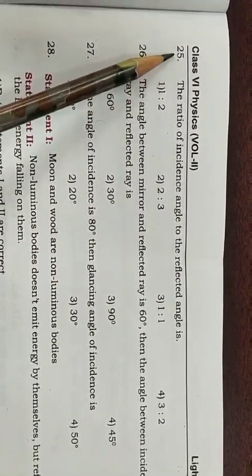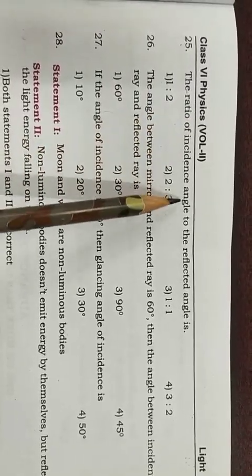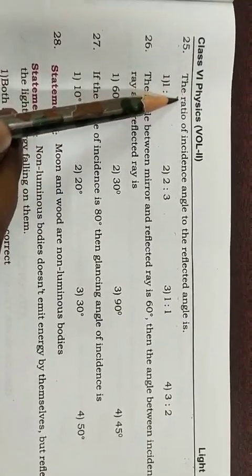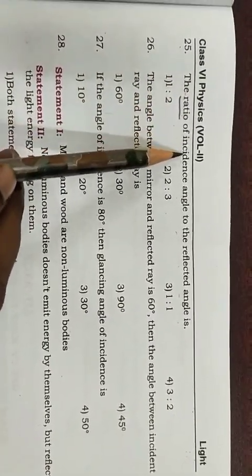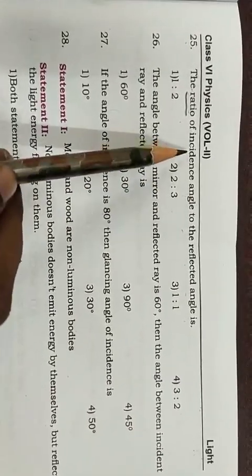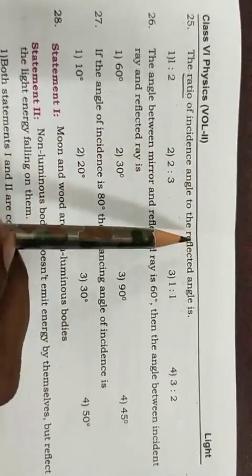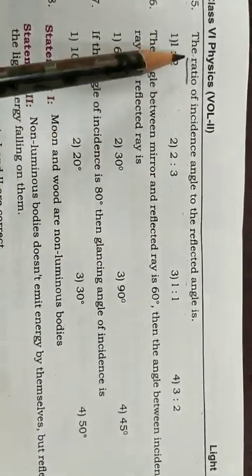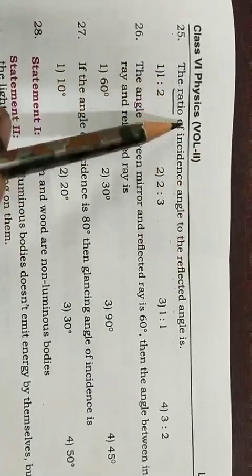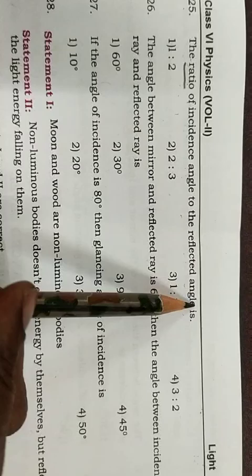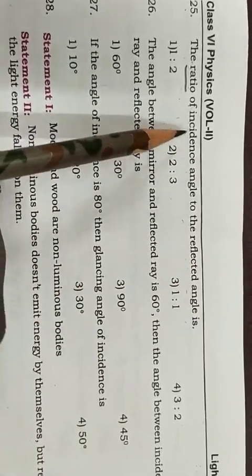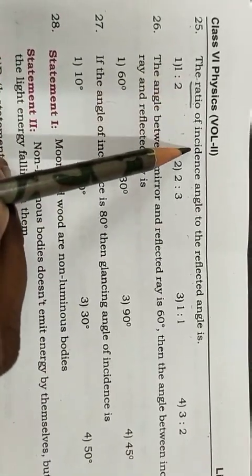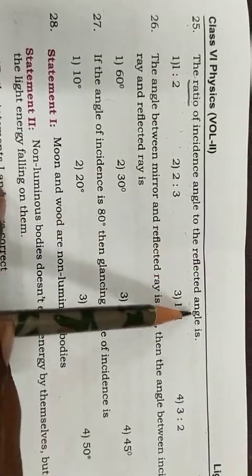Let's see the 25th sum. The ratio of incidence angle to the reflected angle is. So what is asked? Ratio. Okay. So ratio of incidence angle. So first we have to write incidence angle. Then we have to write reflected angle. Suppose in the question, if they ask the ratio of reflected angle to the incident, then first you have to write reflected, then incidence. Have you all understood? Now, so the ratio of incidence angle to the reflected angle is.